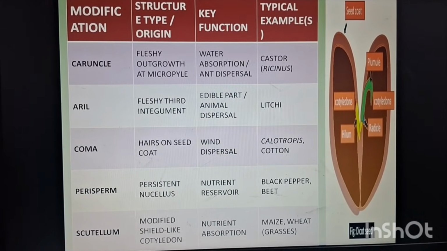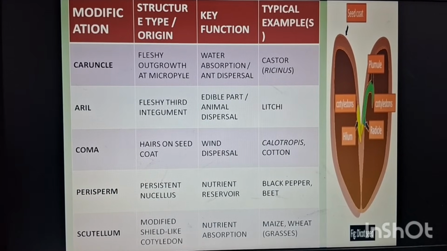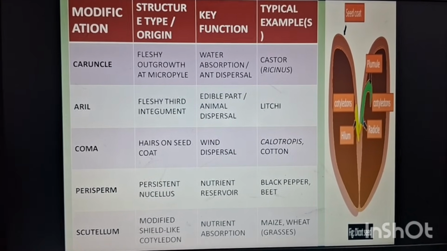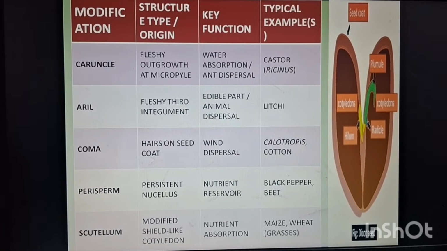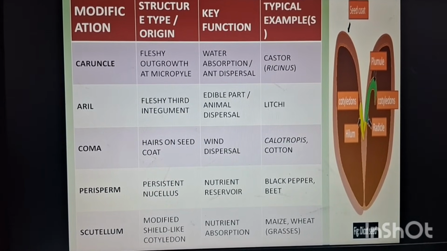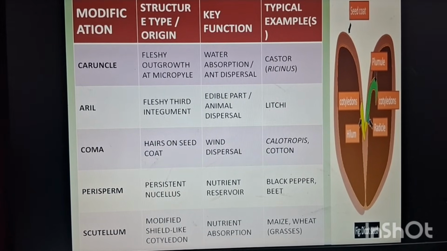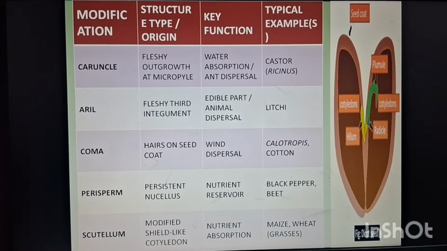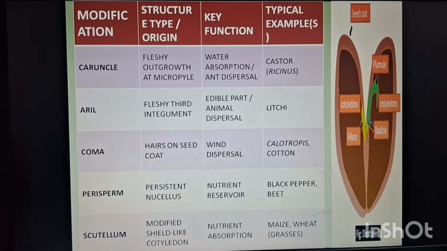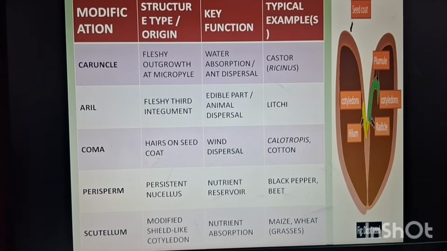Next modification is perisperm. Structure type or origin is persistent nucellus. Key function is nutrient reservoir and typical example is black pepper or beet. Next modification is scutellum. Structure type and origin is modified shield-like cotyledon. Function is nutrient absorption and typical example is maize, wheat or grasses. Now the topic has ended.